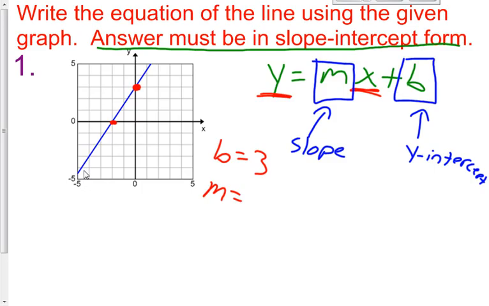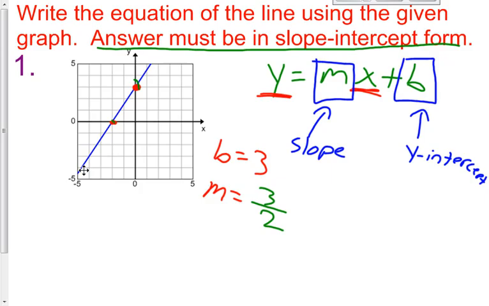This goes up 1, 2, 3 units. Your rise is 3. How far does it run to the right? It runs 1, 2. Your run is 2. So your slope, class, is 3 halves. And you would get that using your slope formula of y2 minus y1 over x2 minus x1, but it's probably just easier to count it in this case.